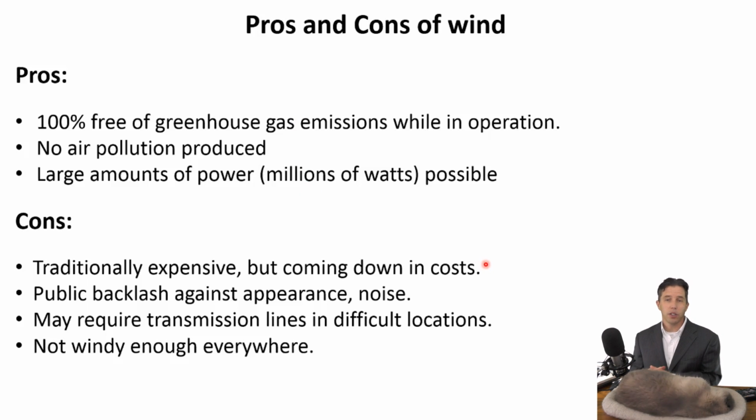Cons: they traditionally have been pretty expensive, but that's been coming down in cost. There's still a public backlash against it. Some people just don't like the looks of them or whatever. Also, if you're installing windmills on top of a ridge somewhere, you've got to run power cables up there, and that can be quite expensive to install these things. And of course, you can't have windmills everywhere because it's just not windy everywhere.